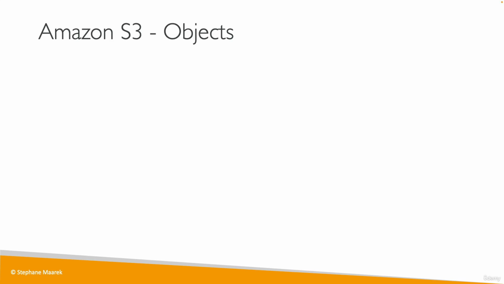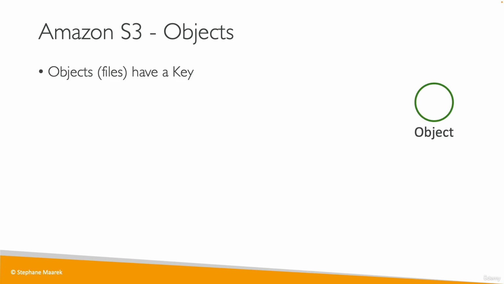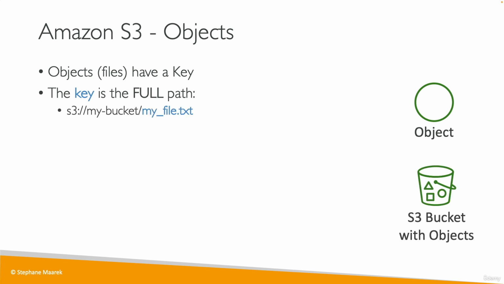Now let's talk about objects. These objects are files, and they have what's called a key. An Amazon S3 object key is the full path of your file. If you look at my bucket, this is the top-level directory, then the key of myfile.txt is myfile.txt. But in case you want to nest it in what we call folders, then the key is going to be the full path: my_folder1/another_folder/myfile.txt.